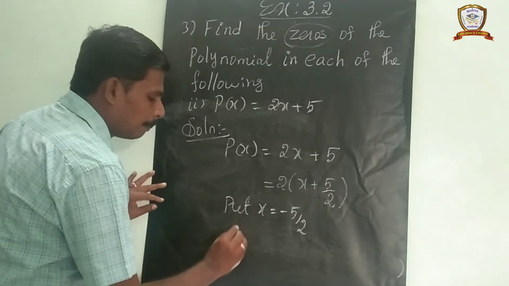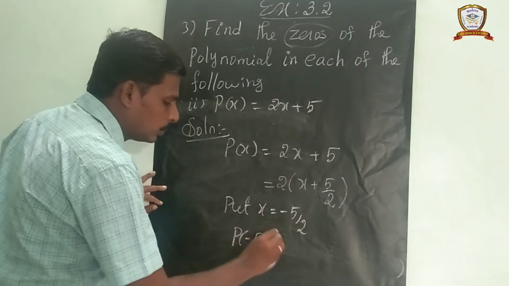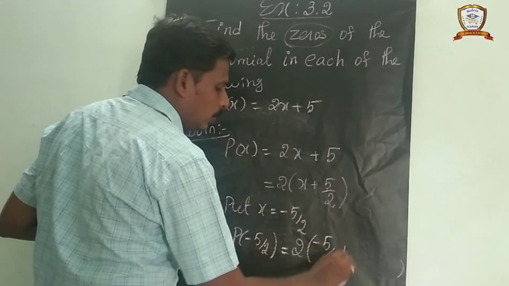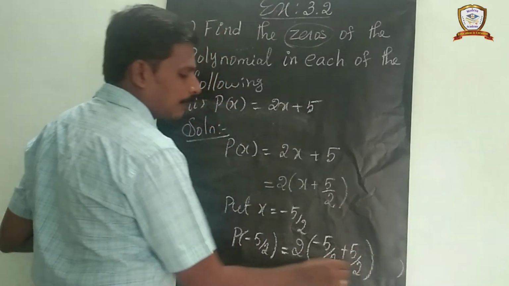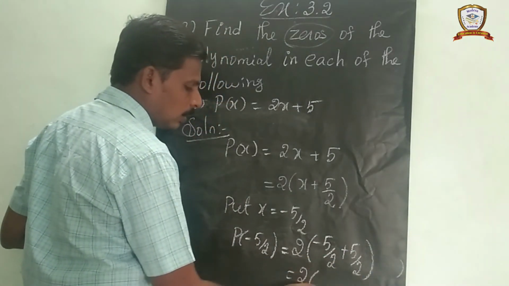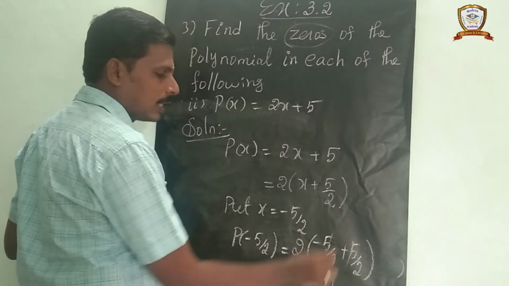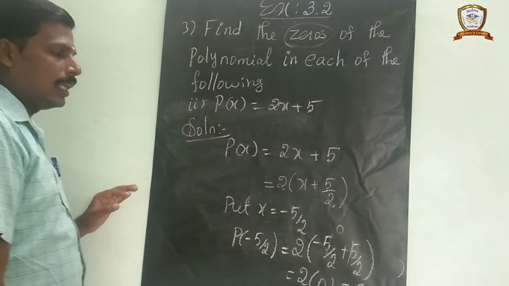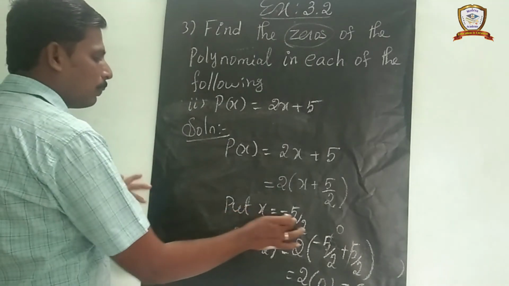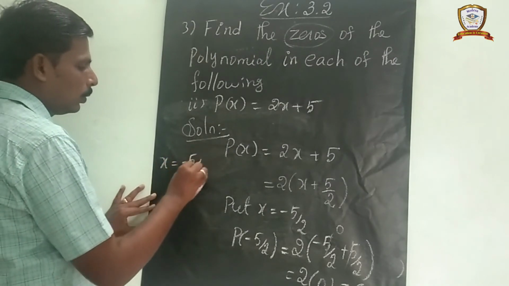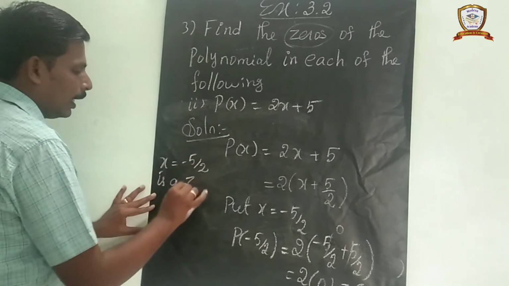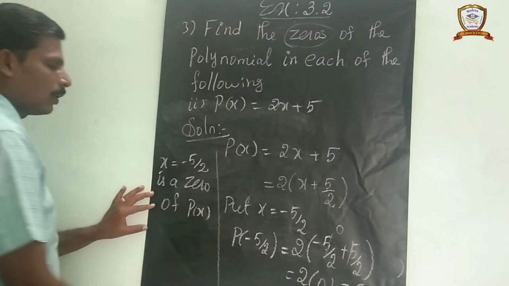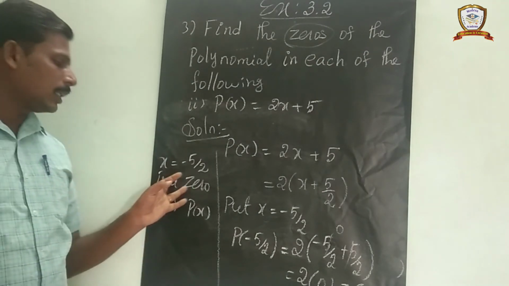So p of minus 5 by 2 equal to 2 into minus 5 by 2 plus 5 by 2. Minus 5 by 2 plus 5 by 2 is 0. Plus and minus are cancelled, so the answer is 0. 2 into 0, 0. So we get the answer 0. So x is equal to minus 5 by 2 is a 0 of p of x.